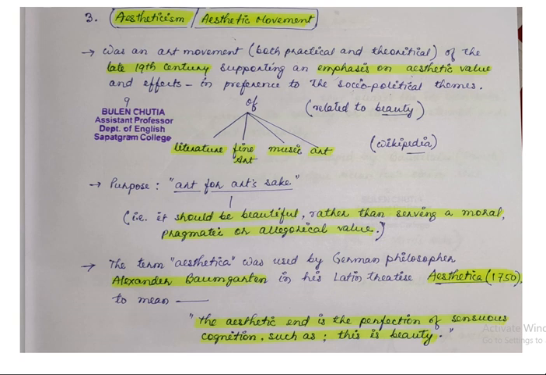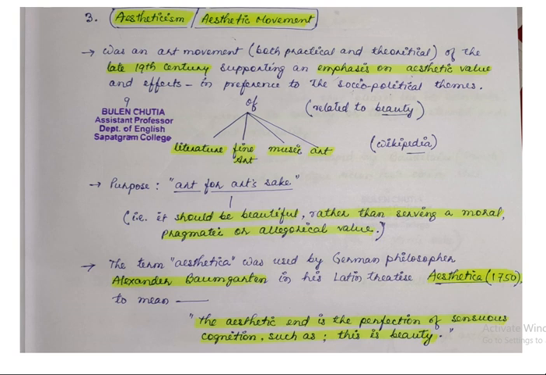The term aesthetica was used by the German philosopher Alexander Baumgarten in his Latin treatise Aesthetica in 1750. It should be remembered by you because in many exams like NET, SLET, MA entrance, MPhil and PhD entrance, such kinds of questions are very common. Who used the term aesthetica in his Latin treatise, and what is the name of the treatise? Then you have to answer that he was Alexander Baumgarten.